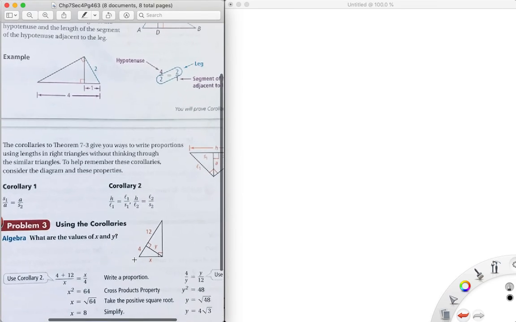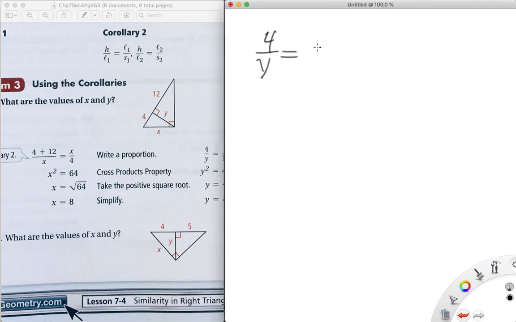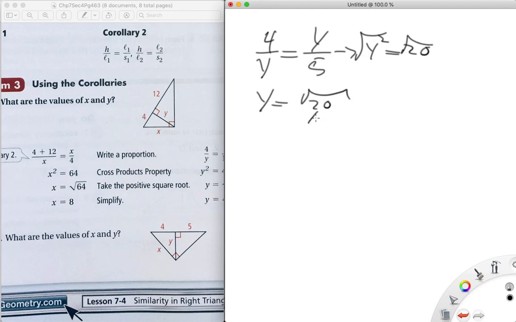So they want to know what the value of X and Y is. To find Y, I'm going to use the geometric means of the altitude. So I can say 4 over Y is equal to Y over 5. Again, the altitude is shared by both the medium and the small triangle, so Y squared equals 4 times 5, which is 20. I'm going to square root both sides. So Y equals the square root of 20, which is 4 times 5, so Y is equal to 2 times the square root of 5.